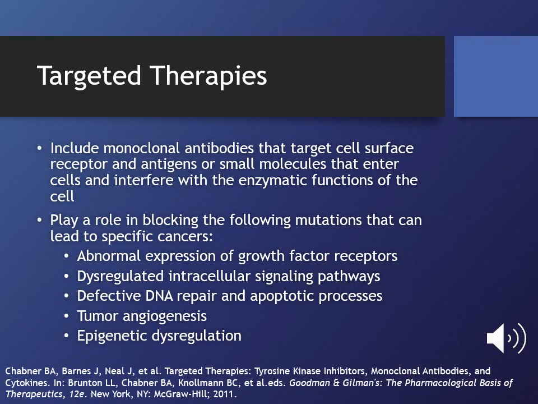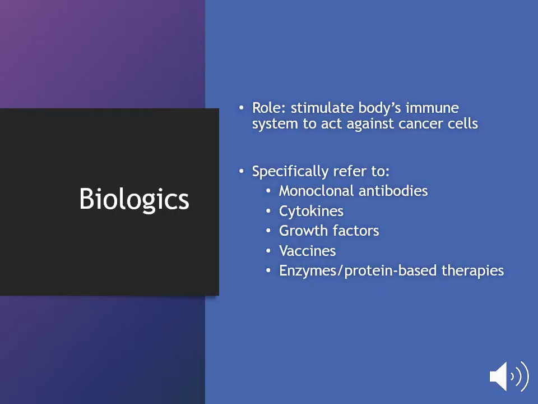So the next major class of antineoplastic therapies are the targeted therapies. They include monoclonal antibodies that target cell surface receptors or antigens, as well as small molecules that enter the cell and interfere with the enzymatic functionings of the cell. These drugs play a role in blocking the following mutations, whether it's abnormal expression of growth factor receptors, dysregulated intracellular signaling pathways, defective DNA repair and apoptotic processes, tumor angiogenesis, or epigenetic dysregulation.